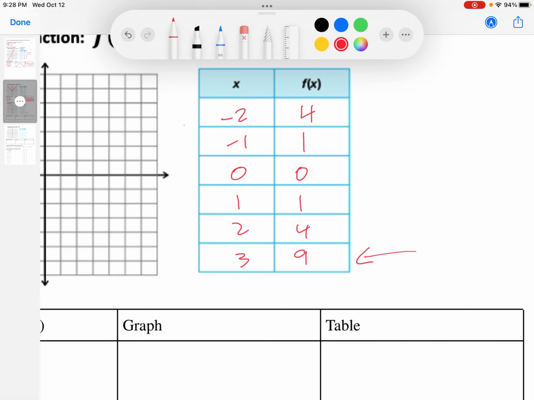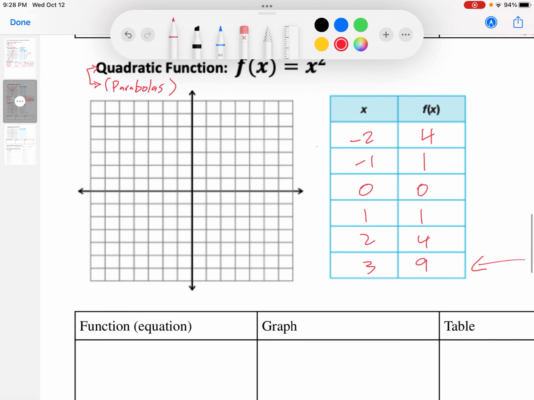Cool. Okay, so let's take those points and let's plot them. Okay, so the point 39 is off our graph, but I think we can estimate it to be, I don't know, maybe about right there or something, approximately.